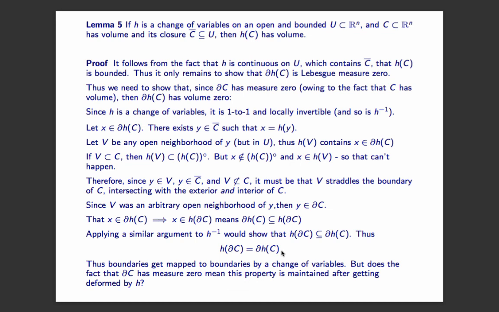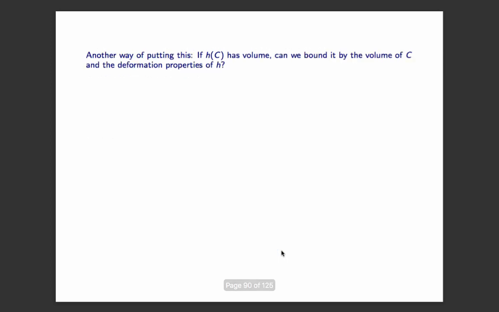But does the fact that the boundary of C has measure 0 mean that this property is maintained after getting deformed by my change of variables? Another way of putting this, if H of C has volume, can we bound it by the volume of C and the deformation properties of H?